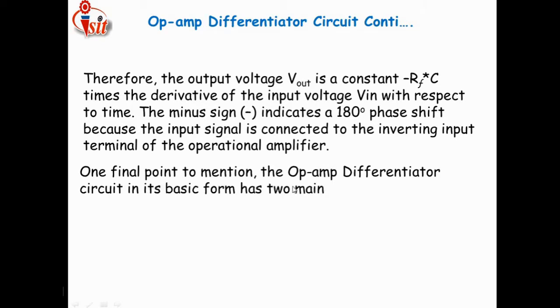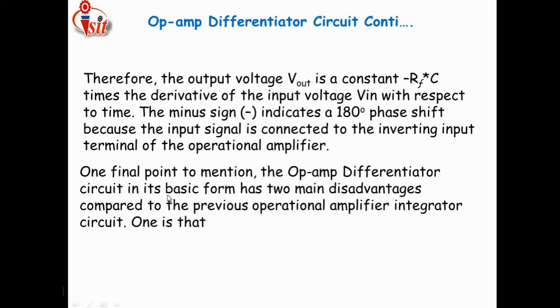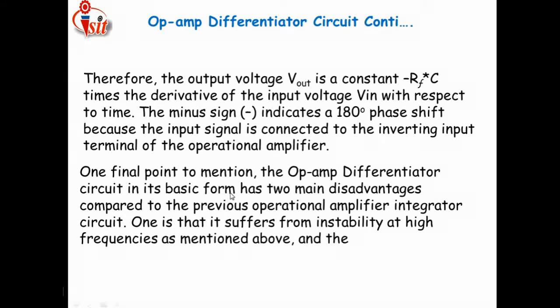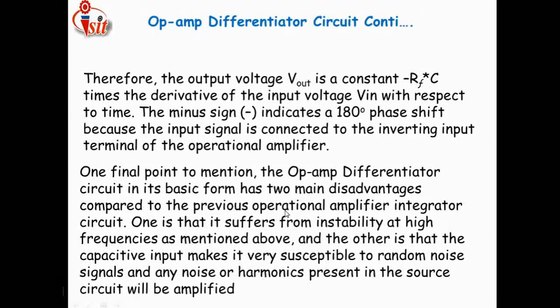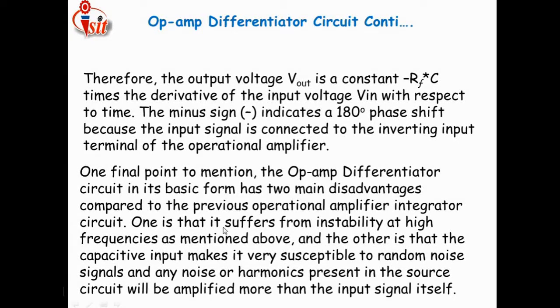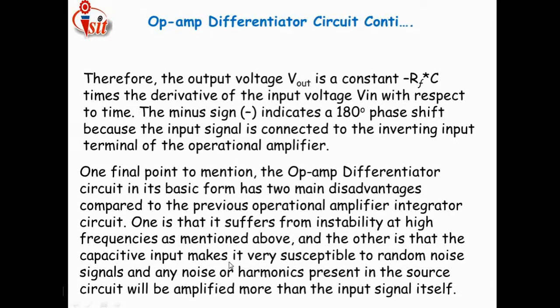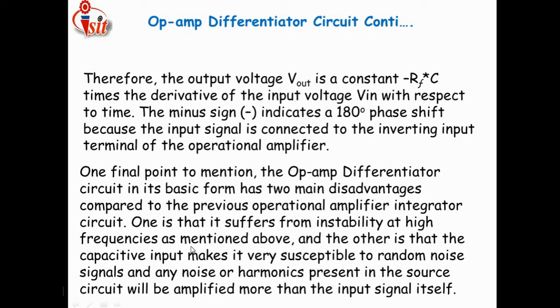One final point to mention: an op-amp differentiator circuit in its basic form has two main disadvantages compared to the previous operational amplifier integrator circuit. One is that it suffers from instability at higher frequencies as mentioned above, and the other is that the capacitive input makes it very susceptible to random noise. Signals and any noise harmonics present in the source circuit will be amplified more than the input signal itself.